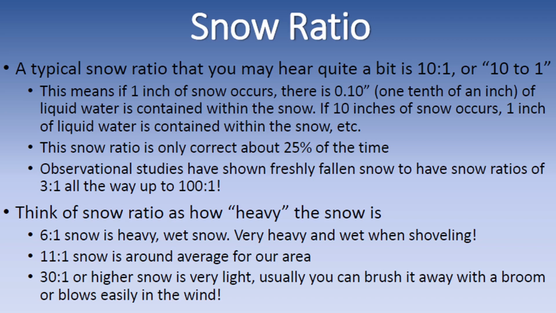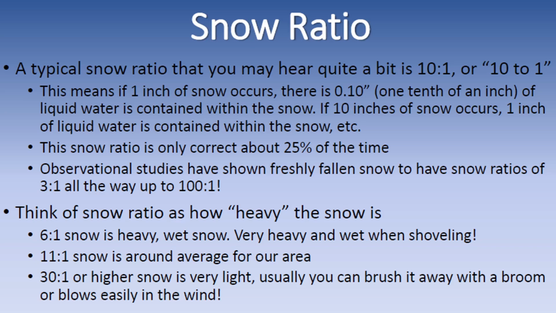And so basically the way this works is that your heavier snow, your wetter snow has a lower snow ratio because it has more water content in it. So the more water content in the snow, the lower the ratio. So a 6 to 1 ratio would be a really heavy wet snow. Made great snowballs, great snowmen, but have a high water content and can actually start to freeze into ice pretty quick as temperatures drop below freezing.